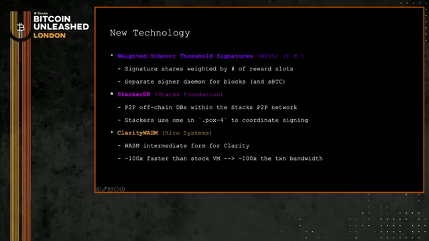So there's 3 enabling technologies in the Stacks blockchain that make all this happen, and they're each produced by different entities in the ecosystem. The first of which is called weighted Schnorr threshold signatures, or WSTS, and this comes out of Trust Machines. This is a novel cryptographic protocol that is based on well-understood cryptographic protocols, Schnorr signatures, that allows stackers to produce signatures weighted by the number of reward slots that they have. The signing process doesn't happen in the node, but it happens through a separate daemon that runs alongside the node that carries out the signatures on their behalf.